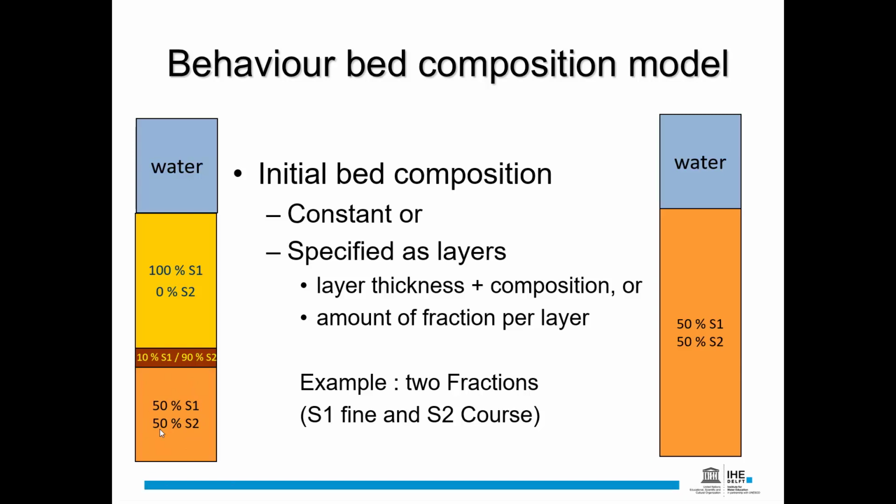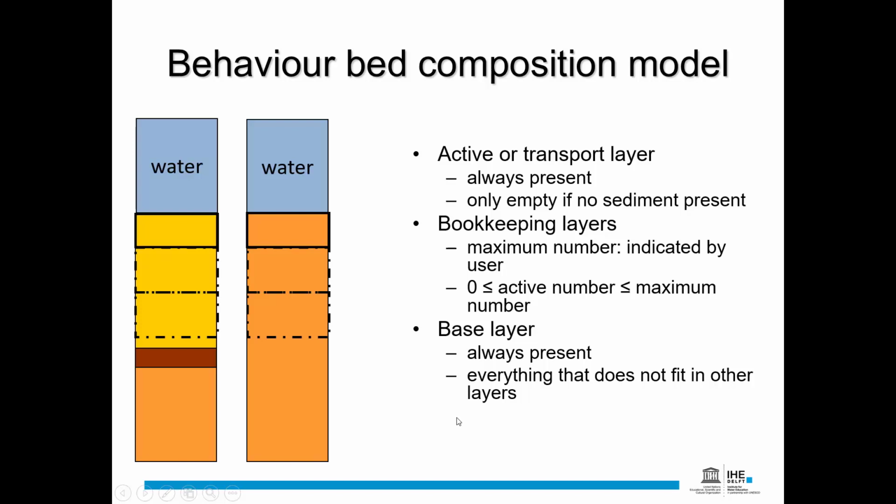Now, we want to use these examples for a while. We assume that S1 is a finer sediment and S2 is coarser sediment. Then, in the numerical modeling of this bed composition, we have an active layer or transport layer. You can see the one which I produce here with a thick box. We call this an active layer. Active layer is always present, and this is the layer that communicates with the water. So the sediment which is eroded from the bed goes from this layer to water.